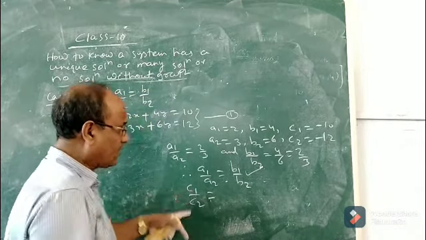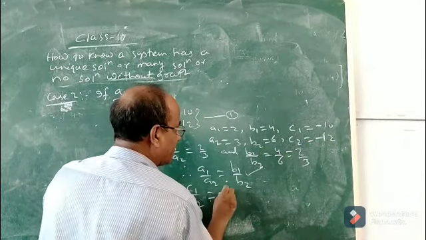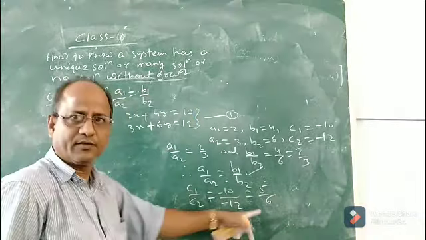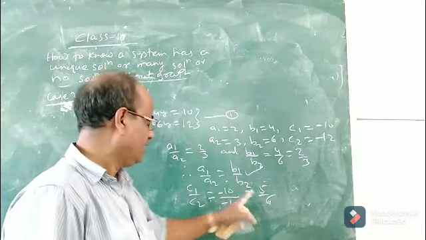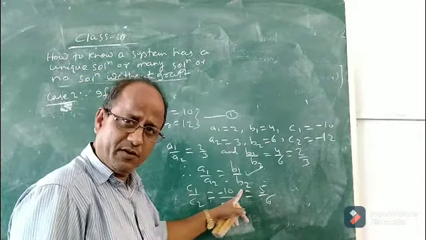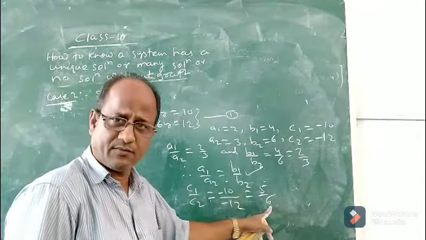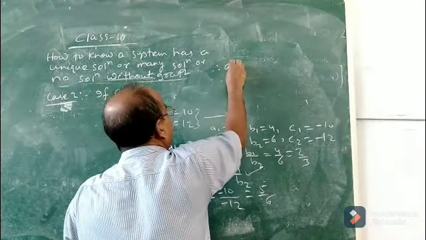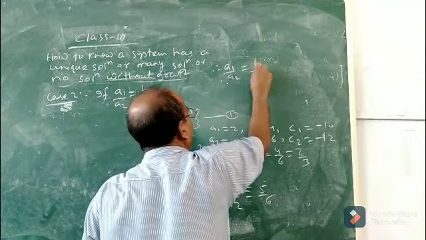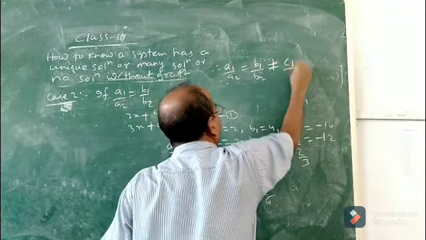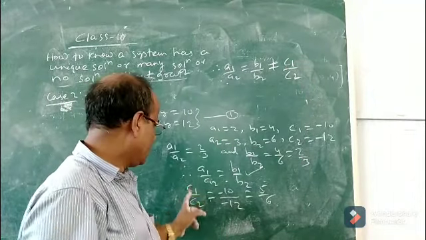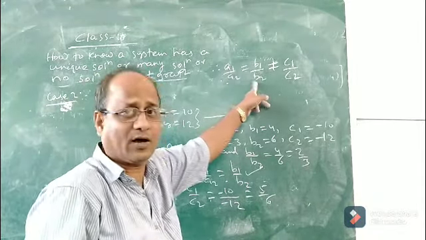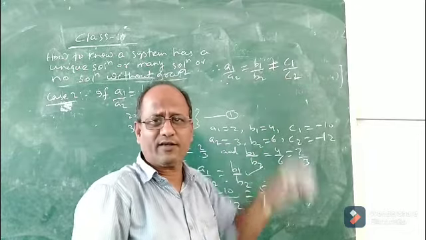Now what is the ratio C1 by C2? It will be 5 by 6. Now A1 by A2 is equal to B1 by B2, but C1 by C2 is something different, 5 by 6. It is not equal to these two. That means our conclusion is A1 by A2 equal to B1 by B2, not equal to C1 by C2. The two ratios A1 by A2 and B1 by B2 are the same, but the C1 by C2 ratio is different.